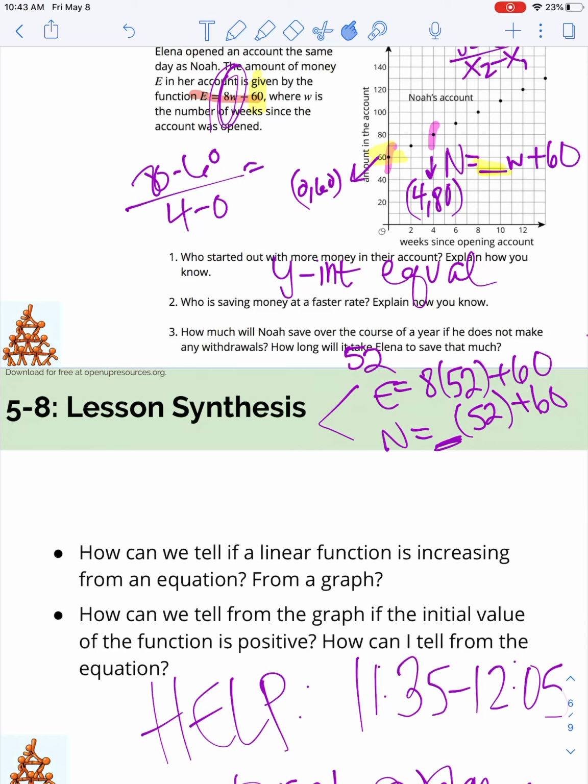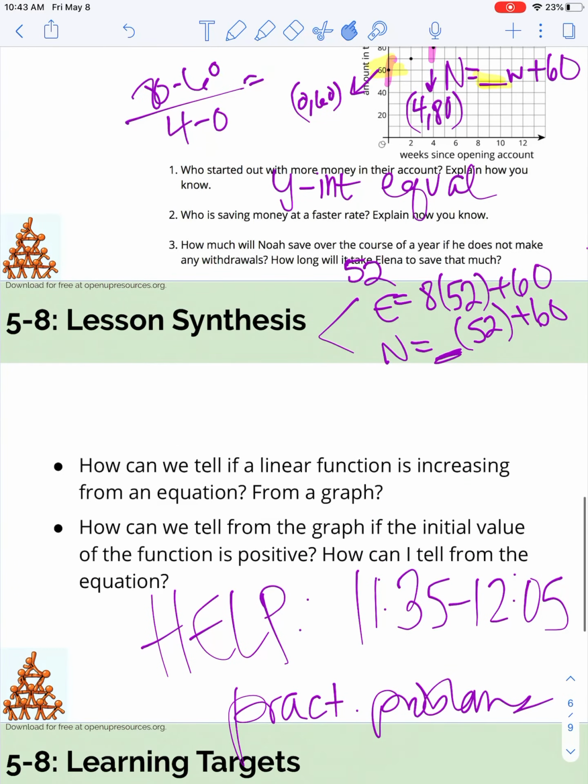Number 3 is how much will Noah save over the course of a year if he does not make any withdrawals, and same with Elena. If you follow what I've written, I'm just plugging in 52 because there are 52 weeks in a year. You don't know Noah's slope yet, you have to calculate it, and that's what you'll multiply by 52.